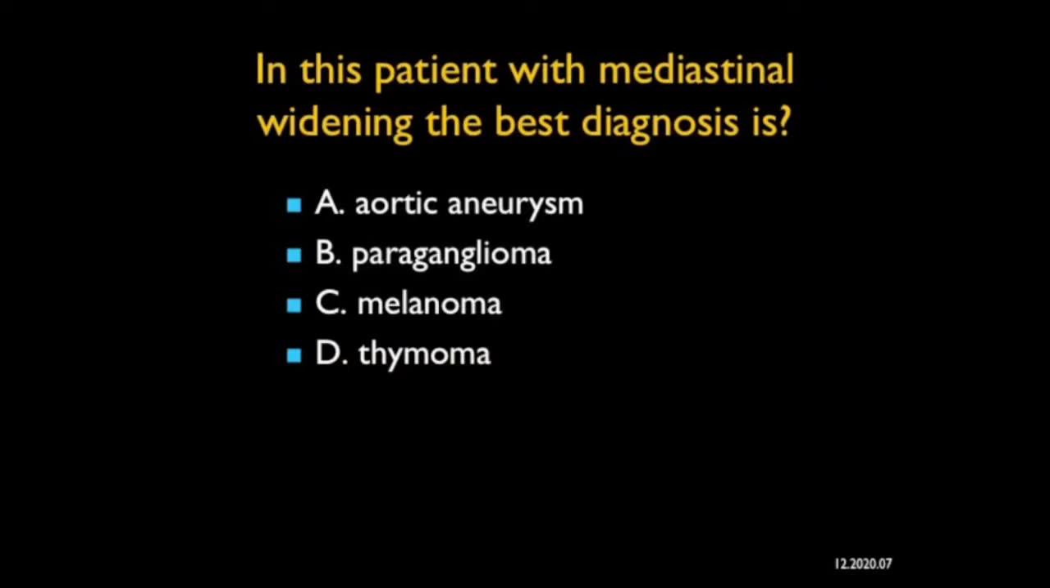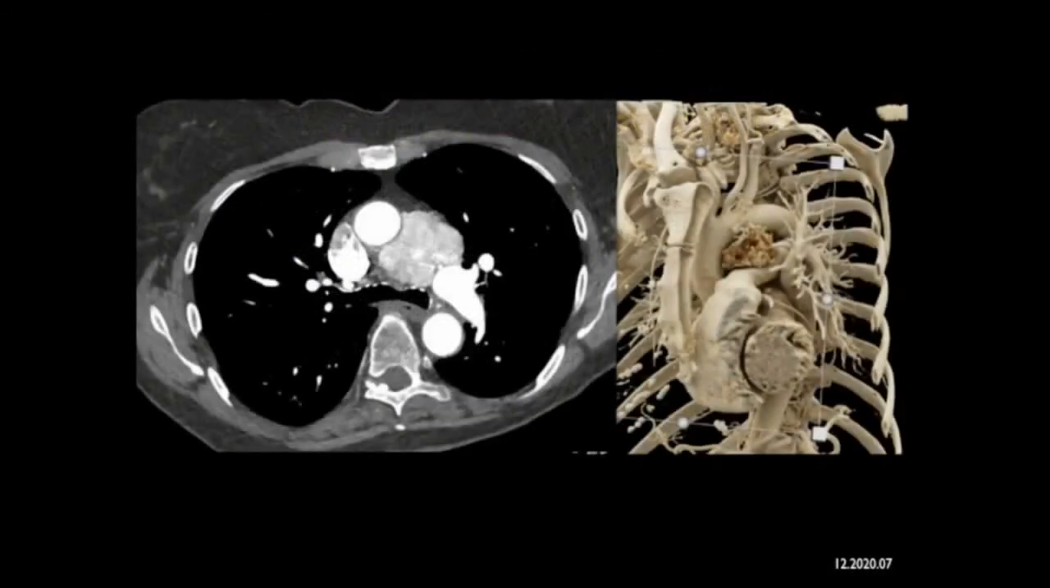This patient had mediastinal widening, and I ask, what's the best diagnosis? Well, you see a mass in the AP window on the axial images that's vascular, and you see it very nicely filling in the AP window on the cinematic rendering. What are vascular masses? Well, it could be mets. Metastatic renal cell carcinoma can give you vascular nodes. You could have Castleman's disease that gives you vascular nodes. It's not an aortic aneurysm.